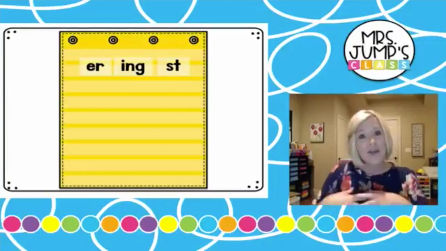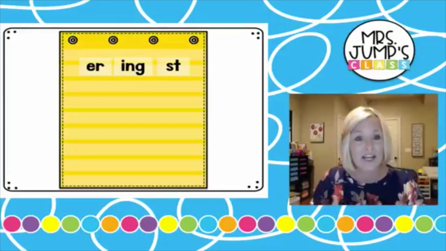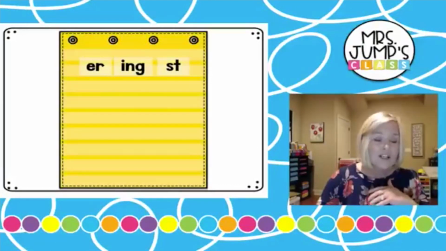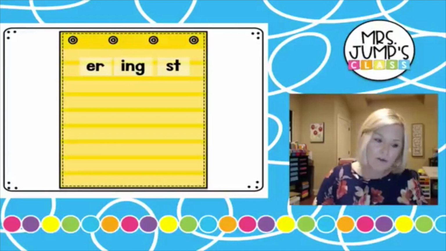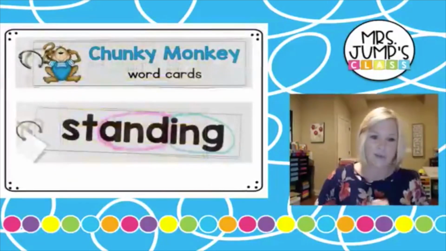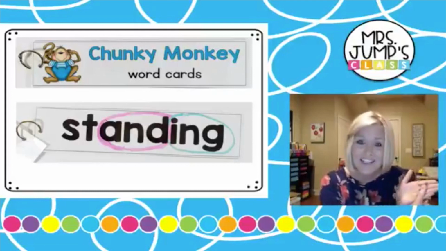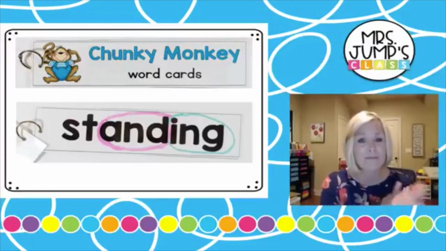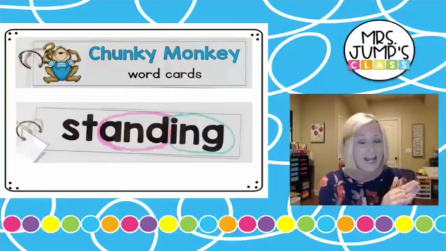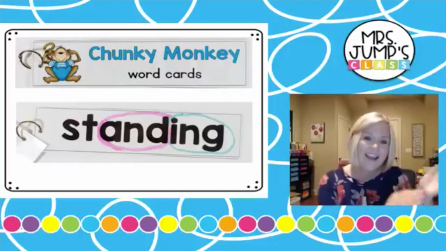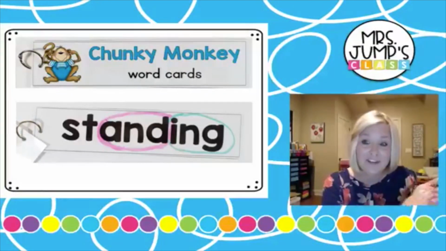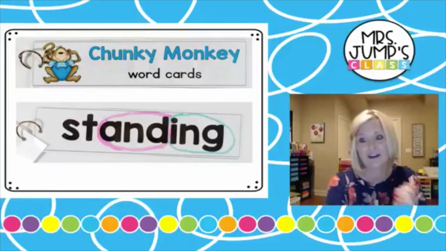So when you have an unknown word that you absolutely cannot figure out in words, you can look for chunks you know. Let's look at another way that that works. Let's look at this word. So I have my ring of Chunky Monkey word cards, and so we're going to look at them. I'm not going to tell them what the word is. They're going to have to help me figure it out by looking for chunks they know.